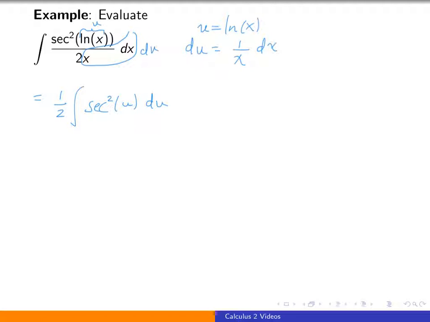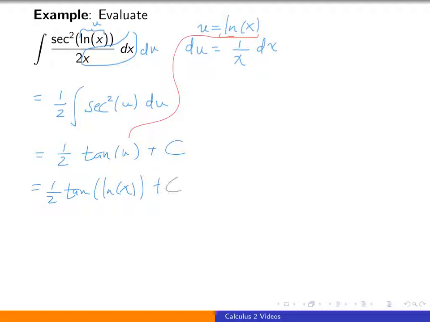The original integral that we started with appeared very difficult. But once we make that substitution, it becomes a much more reasonable integral for us to evaluate. Recall the antiderivative of secant squared is tangent. Because it's an indefinite integral, we need our plus c. Then the last step, as always with a substitution and an indefinite integral, is to resubstitute. Every spot we see a u, we replace it with the natural log of x. So we get 1/2 tangent of the natural log of x plus c.